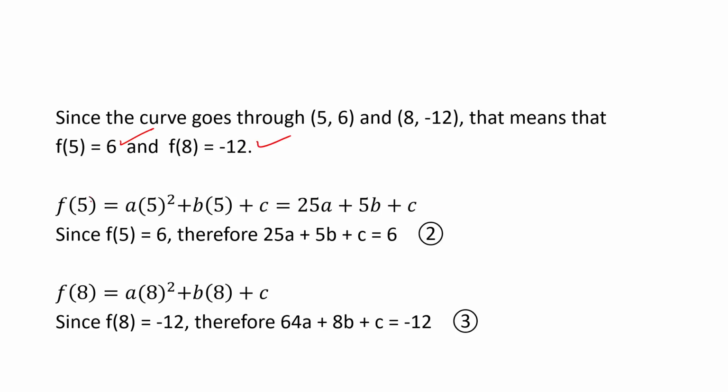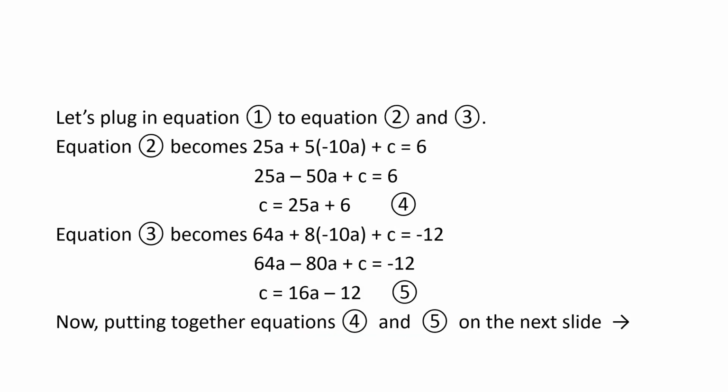So if I simply let f of 5 equal 6, then what I get, as shown in this line here, is 25a plus 5b plus c is equal to 6. And if I let f of 8 equal -12, then I get 64a plus 8b plus c is equal to -12. Plugging in our expression from earlier, b must be equal to -10a. If I plug that into equation 2, I end up with c equaling 25a plus 6.